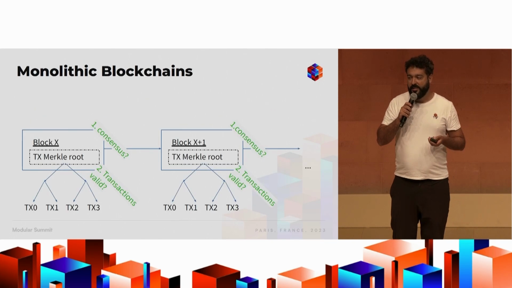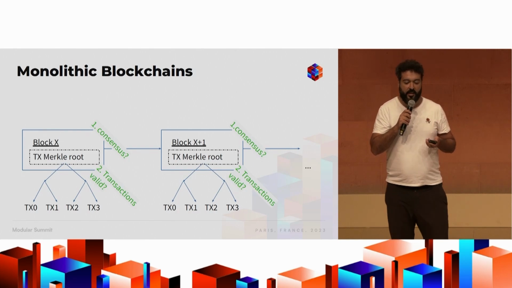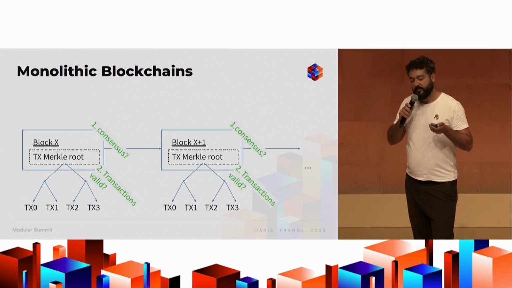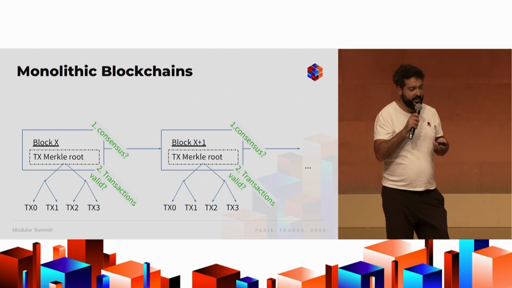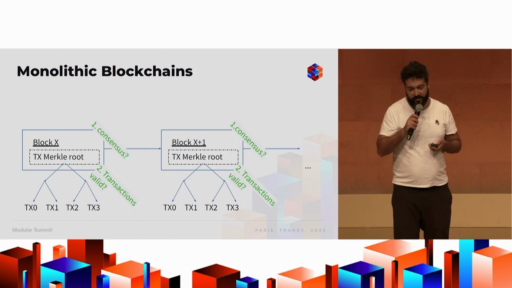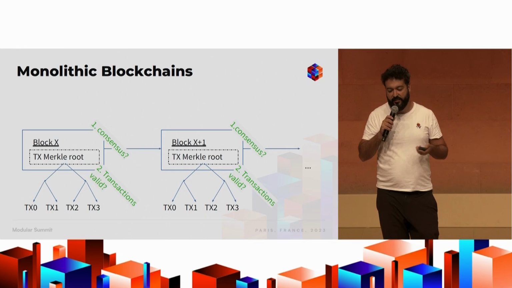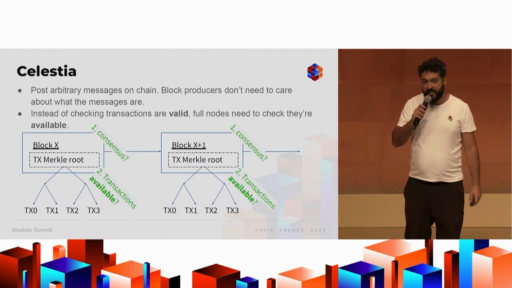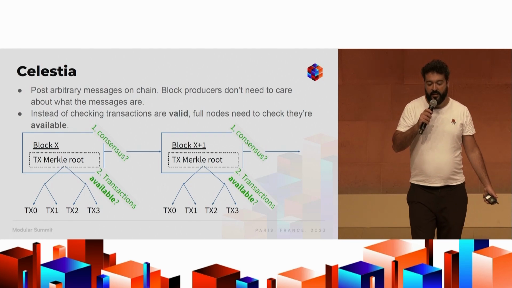So what does this mean? In classical monolithic blockchains, usually how every chain works is a client verifies two things, right? It verifies that the header has consensus, and it also verifies that all the transactions are valid. It executes the transactions and makes sure the state transitions are valid. And then in Celestia, though, it only verifies if the transactions are available.